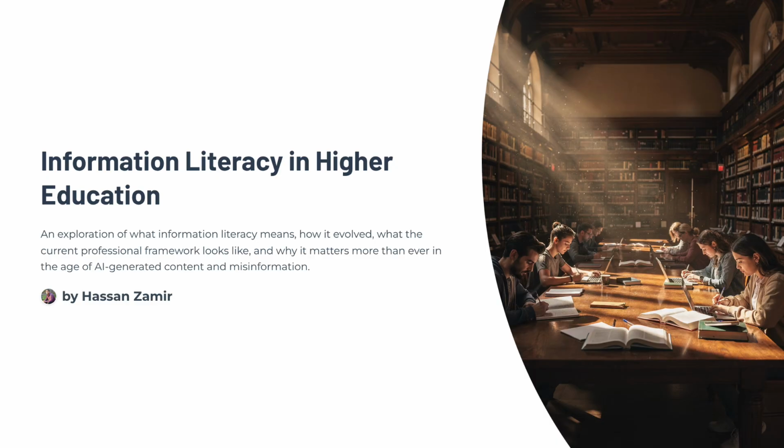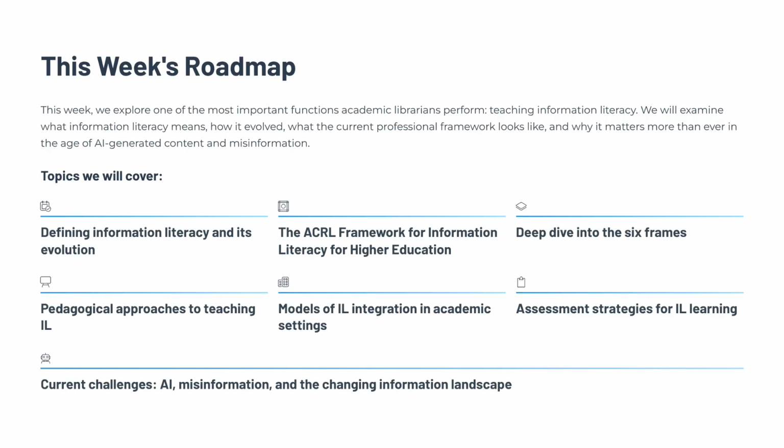Information literacy is not just a library buzzword, it's a core competency that determines whether students succeed or struggle in higher education. And with AI tools now generating content that looks polished but may be completely fabricated, this topic has never been more urgent. So let's get into it. Here's what we're covering this week.